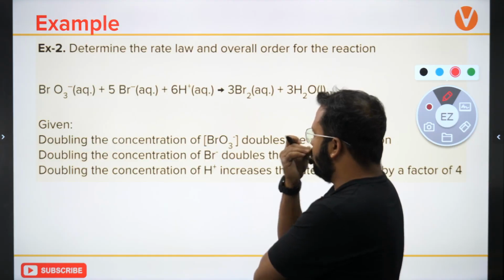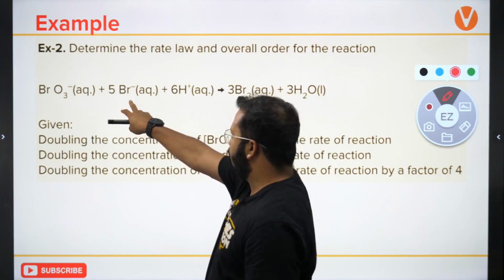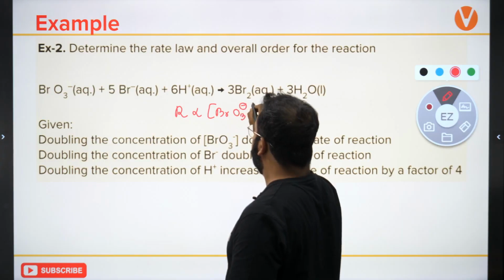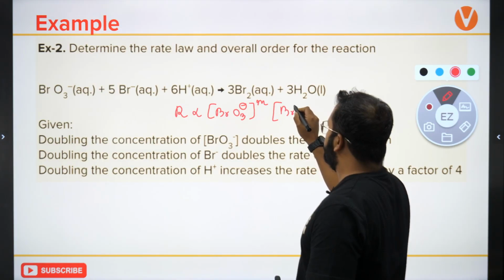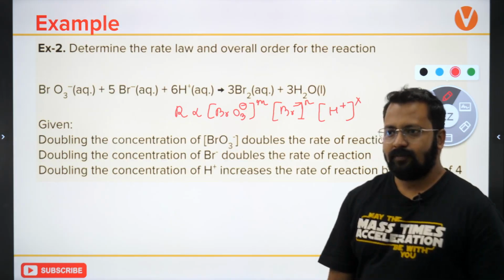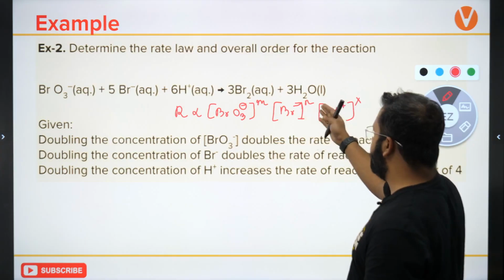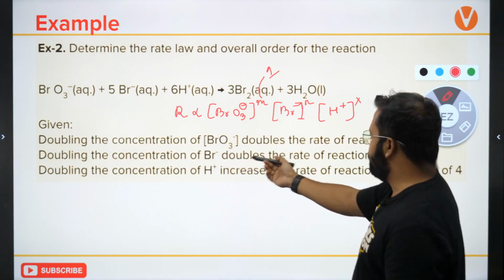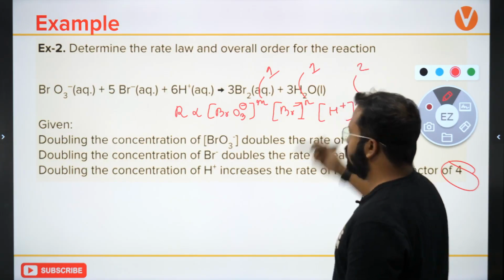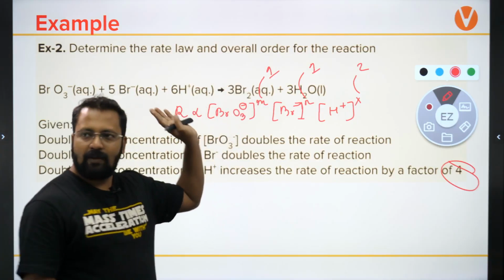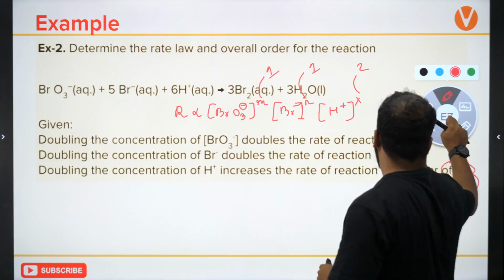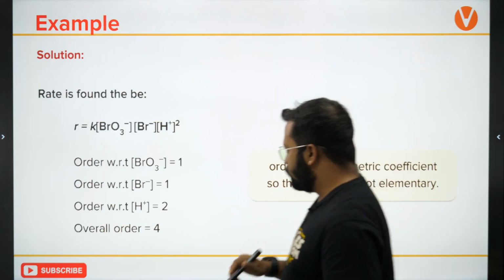How will we write this? So what are the reactants? BrO3 minus, Br minus, H plus. So I will write rate is proportional to [BrO3 minus] to the power m, [Br minus] to the power n, and [H plus] to the power, let's take, x. Doubling the concentration of BrO3 minus doubles the rate of reaction, so m will be 1. Doubling the concentration of Br minus doubles the rate of reaction, so n will also be 1. Doubling the concentration of H plus increases the rate of reaction by a factor of 4, so this will be 2. The overall order will become 4, that is 2 plus 1 plus 1, and the partial orders with respect to BrO3 minus will be 1, Br minus will be 1, and H plus will be 2. The right answer should be this: 1, 1, 2, 4.